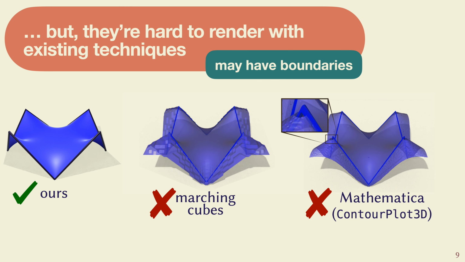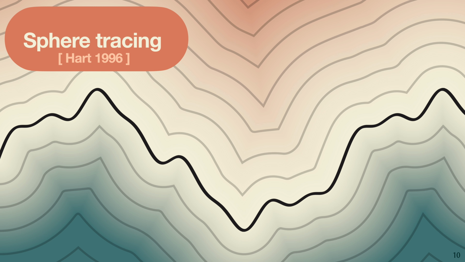And if you try to run mesh extraction methods like marching cubes, or even fancier adaptive methods like whatever's happening inside of Mathematica's ContourPlot3D, you run into similar issues and get spurious results outside of the desired level set. To get a better look at what goes wrong with existing methods and how we can fix things, let's take a closer look at sphere tracing.